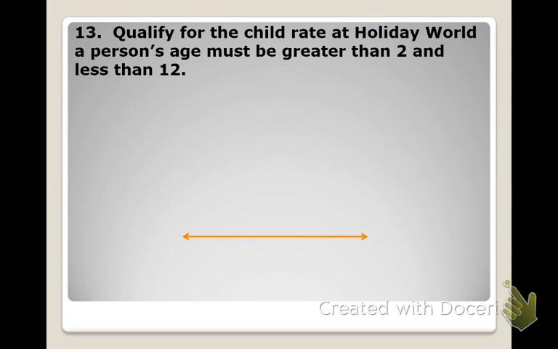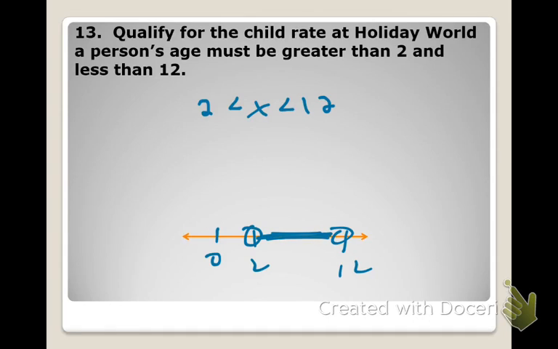Okay? All right, number 13 says, to qualify for the child rate at Holiday World, a person's age must be greater than 2 and less than 12. How would you write that? Right? Your age would have to be greater than 2 and less than 12. So between 2 and 12, basically, right? So 2 is here, 12 is here, open circle, because it's not equal to, and bam, there's your graph.